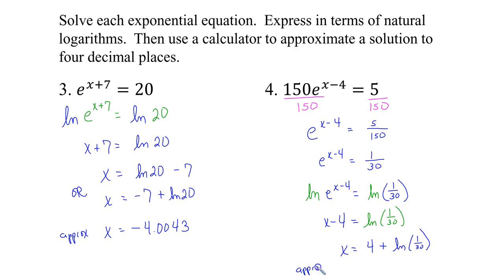My approximate value, once I substitute this into the calculator, and I can actually type in 4 plus the natural log of 1 divided by 30, and that is going to give me 0.5988 for my final answer. That concludes the first part of section 5.4.